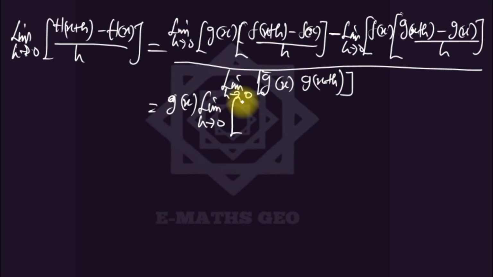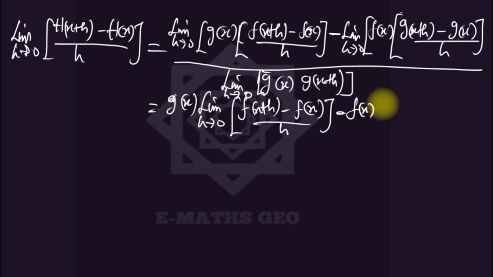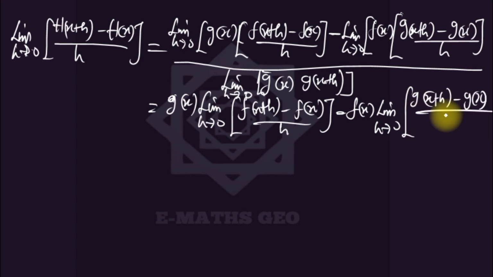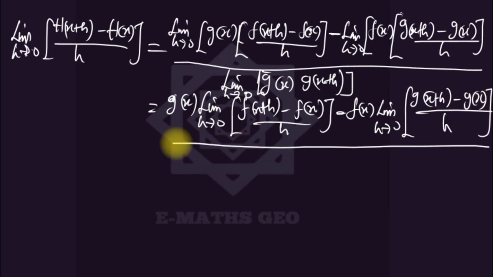The limit of this, f of x plus h minus f of x over h. The same thing, this is like a constant, so we have f of x times the limit of h tends to 0 of g of x plus h minus g of x over h. The same thing, this is a constant, so we have g of x, the limit of h tends to 0 of g of x plus h.